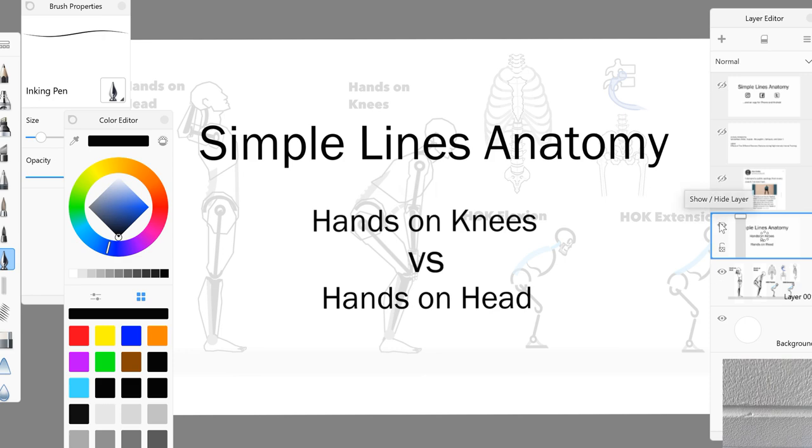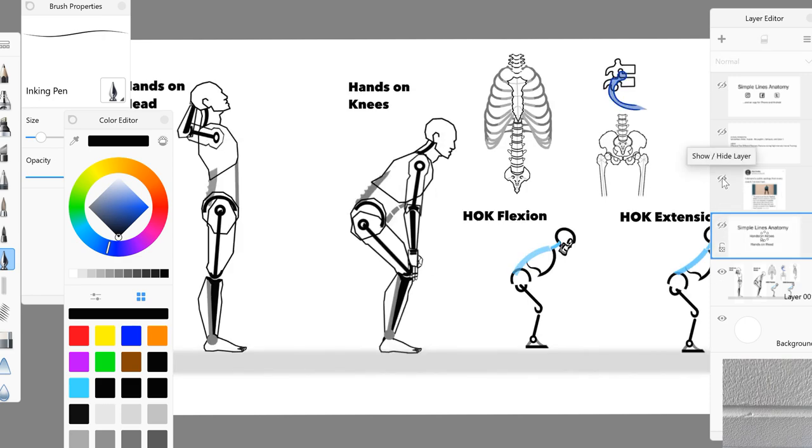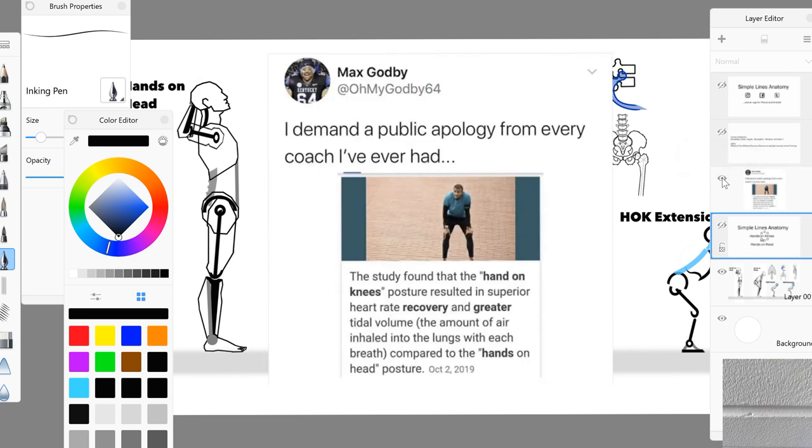So I've got some setup here, but the first thing I wanted to introduce is just where this all started. There was a post recently, a tweet by Max Gubby, who said, "I demand a public apology from every coach I've ever had," which is both funny and kind of telling of how there's some misconceptions in the sports world in these different recovery postures we're going to talk about today.